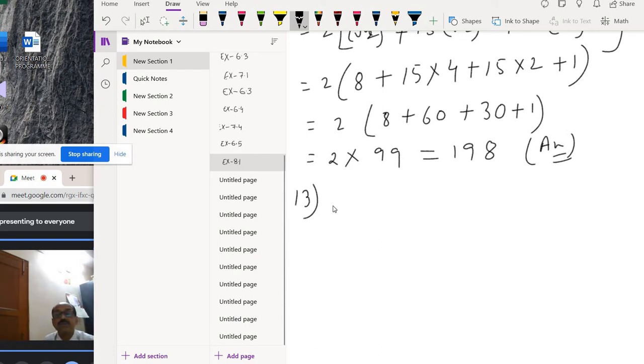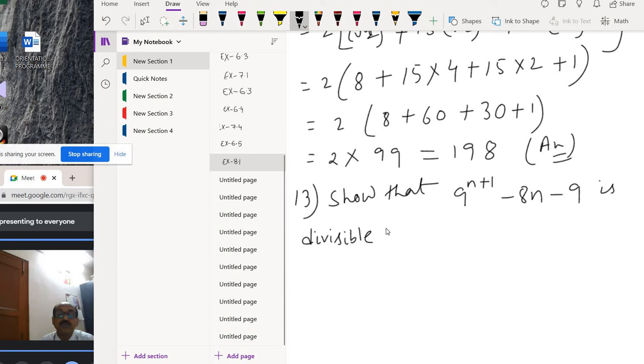Show that 9 to the power n plus 1 minus 8n minus 9 is divisible by 64 whenever n is a positive integer.